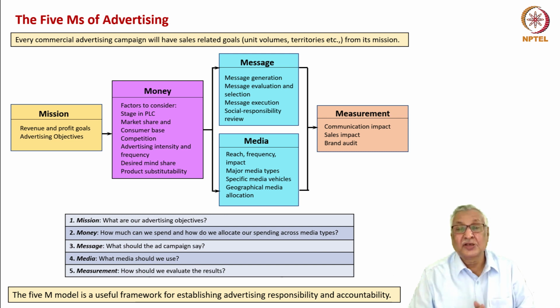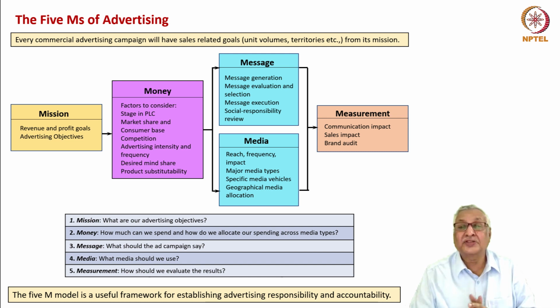Then the message, whether you want to have a 60-second clip, 50-second clip, 40-second clip, 30-second clip, or even a 20-second clip, how important the duration of the television clip is to making an impact, and that influences the money part. And also having the budget, you may tailor your content generation in a particular manner. Then evaluation and selection, execution, and also making sure that the advertisements are socially tenable and acceptable.